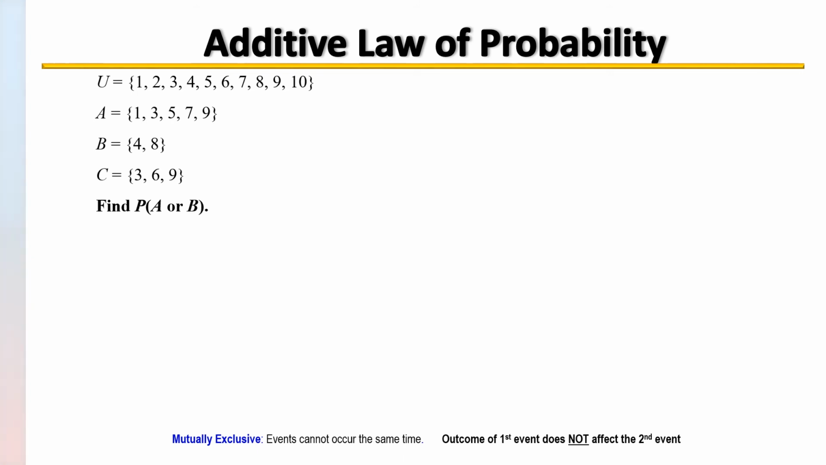Let's do one more example. Here we're given sets and we're asked to find the probability of event A or B happening. So here event A is your odd numbers 1, 3, 5, 7, and 9. Event B are the 2 numbers 4 and 8. So would you say that these events are mutually exclusive, meaning they're independent, one has nothing to do with the other, or do they share some common numbers, meaning that they are not mutually exclusive?